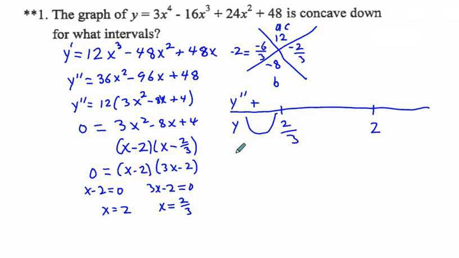And then if we use a number between 2/3 and 2, like 1, we're going to get a negative times a positive, or negative. So we're going to be concave down in this interval. And then for a number greater than 2, we're going to have concave up in this interval.